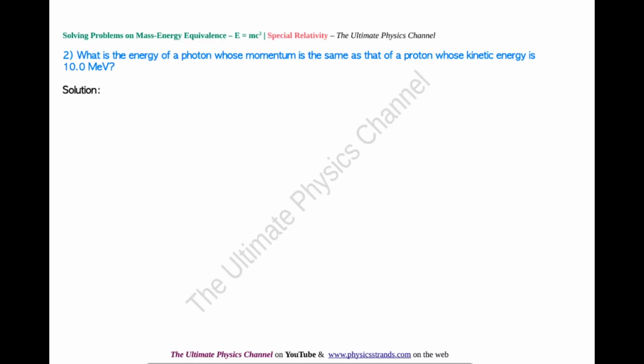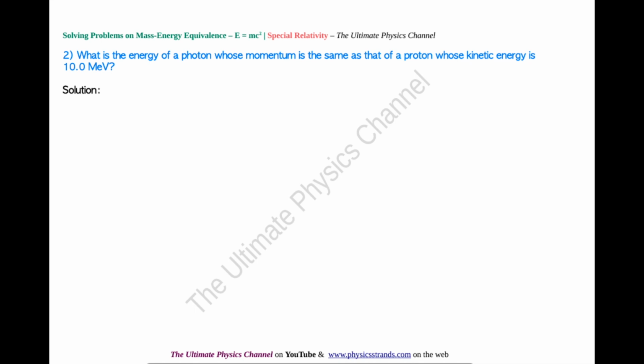What is the energy of a photon whose momentum is the same as that of a proton whose kinetic energy is 10 MeV? So here we are comparing the energies of a photon and a proton. And what is the energy of a photon that is being asked here? We are comparing the momentum of a photon and the proton. Then again, the proton kinetic energy is given to us.